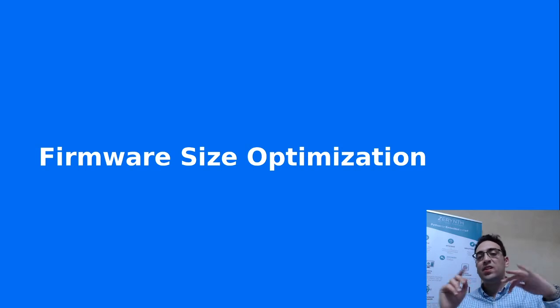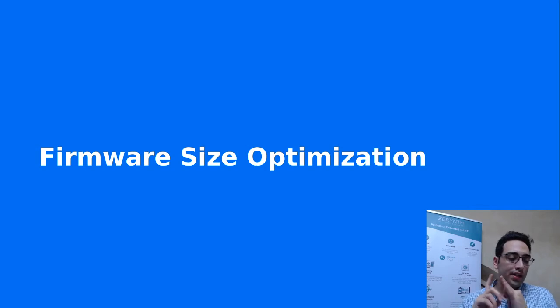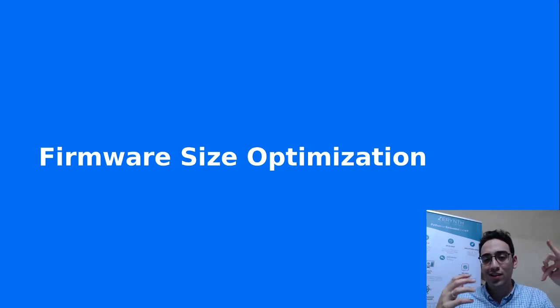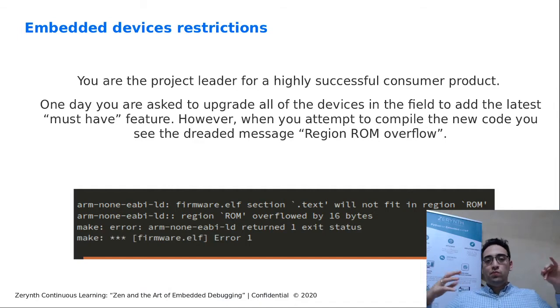So the second cool challenge of embedded systems is the firmware size optimization. Let us look at this scenario.